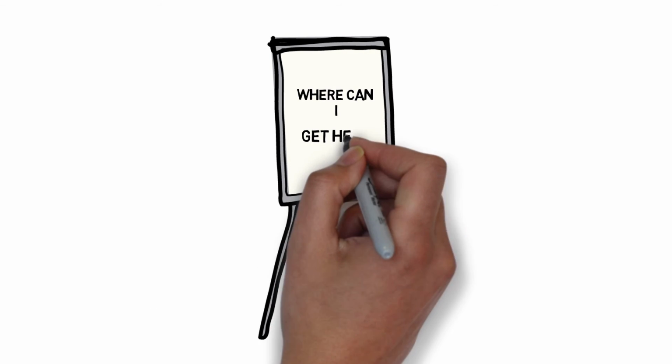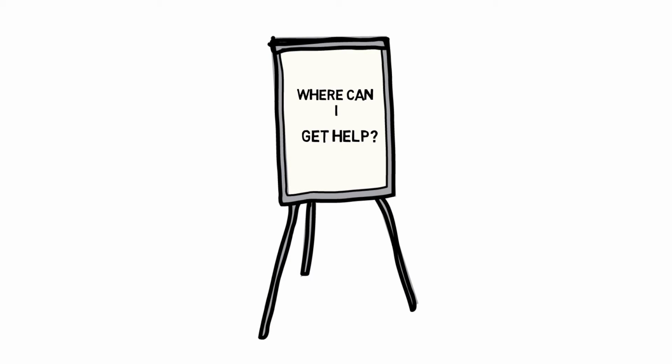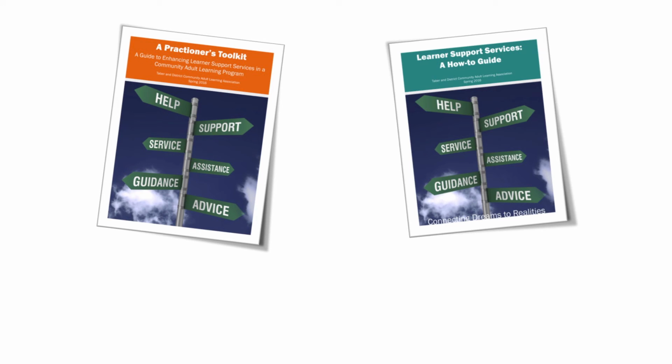Where can you learn more about Learner Support Services model? 2 key resources will help you on your journey. The first, Learner Support Services, a how-to guide, provides a model for delivery of learner support services. The second, a practitioner's toolkit, a guide to enhancing learner support services in a community adult learning program, provides the tools to use when doing so. Both resources will be available through the Community Adult Learning Portal.